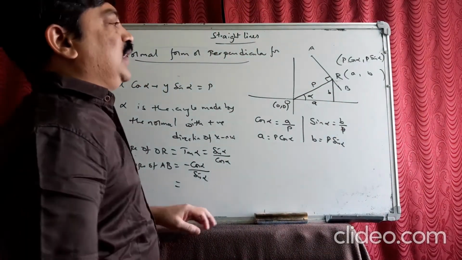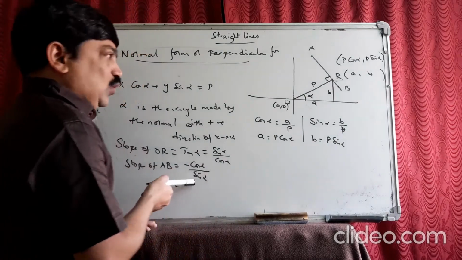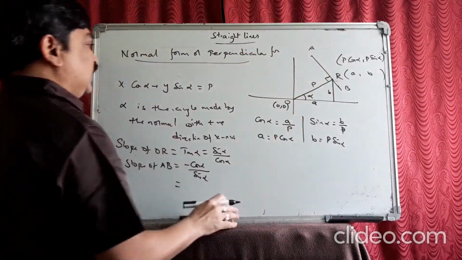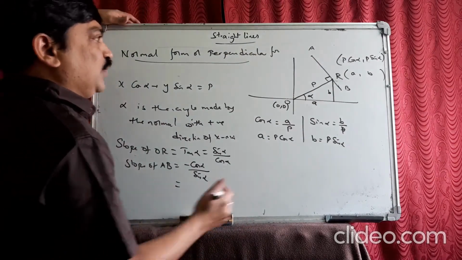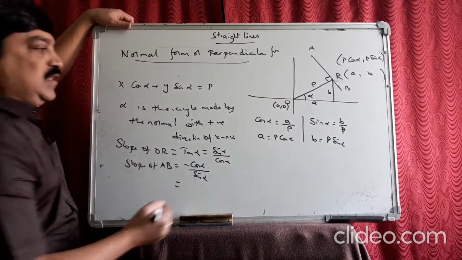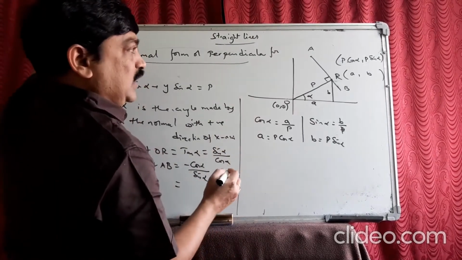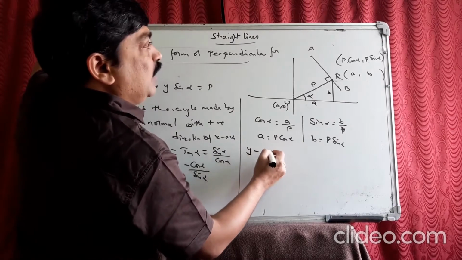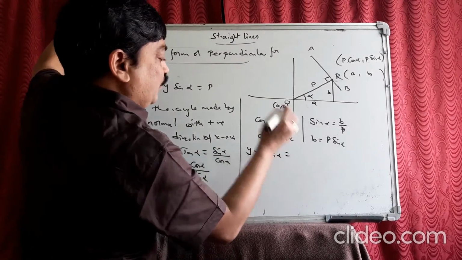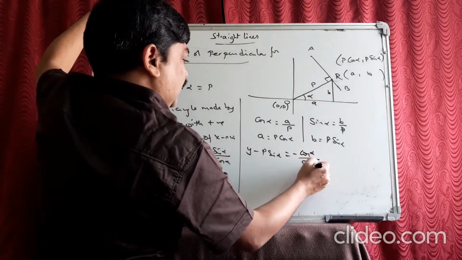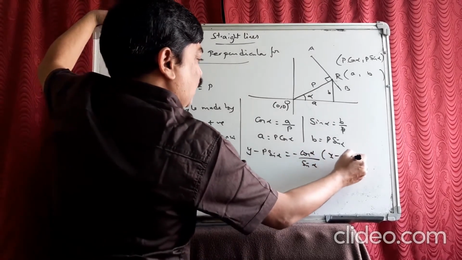Now how to find out the equation of AB? See, we have a slope and we have a point. So you can find out the equation of the line. Which concept do we use? No, sorry, the point slope form we use. y minus y1, y minus P sin alpha is equal to m, where m is minus cos alpha by sin alpha, into x minus P cos alpha.